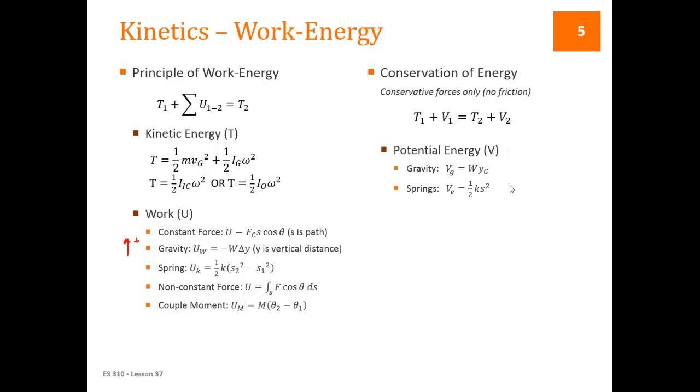You can pick your reference points for both gravity and springs. So pick them as convenient points to simplify this equation. And remember, if you pick a datum point and you go below that datum point, you're going to have negative potential energy. If you go above that datum point, you're going to have positive potential energy due to gravity. The kinetic energy in the conservation of energy is again given by the same kinetic energy equations that we just discussed.